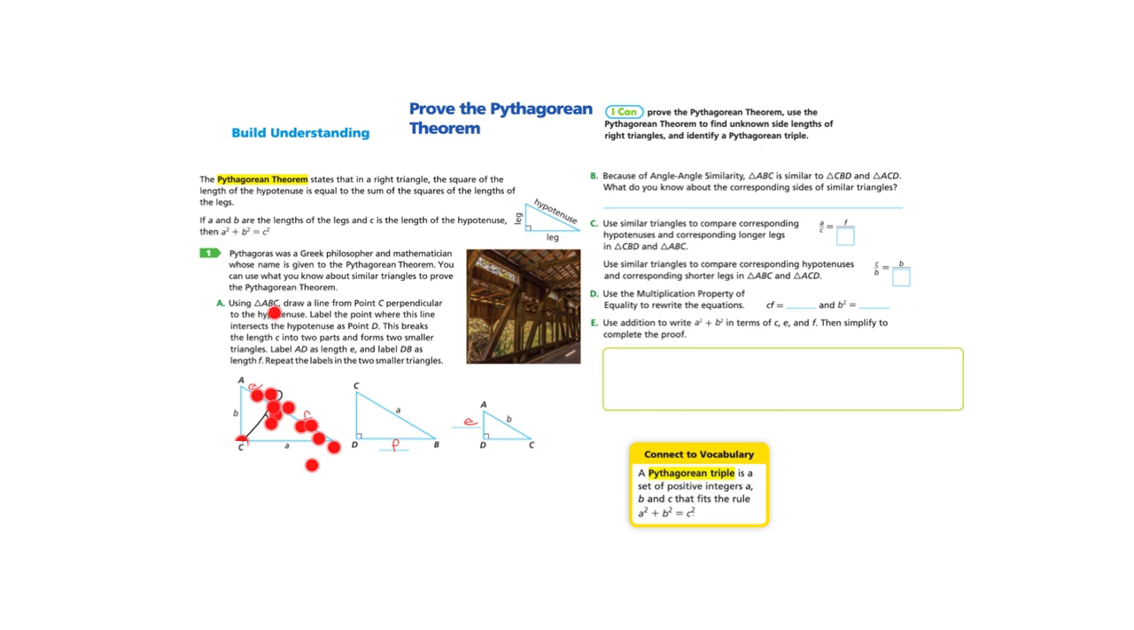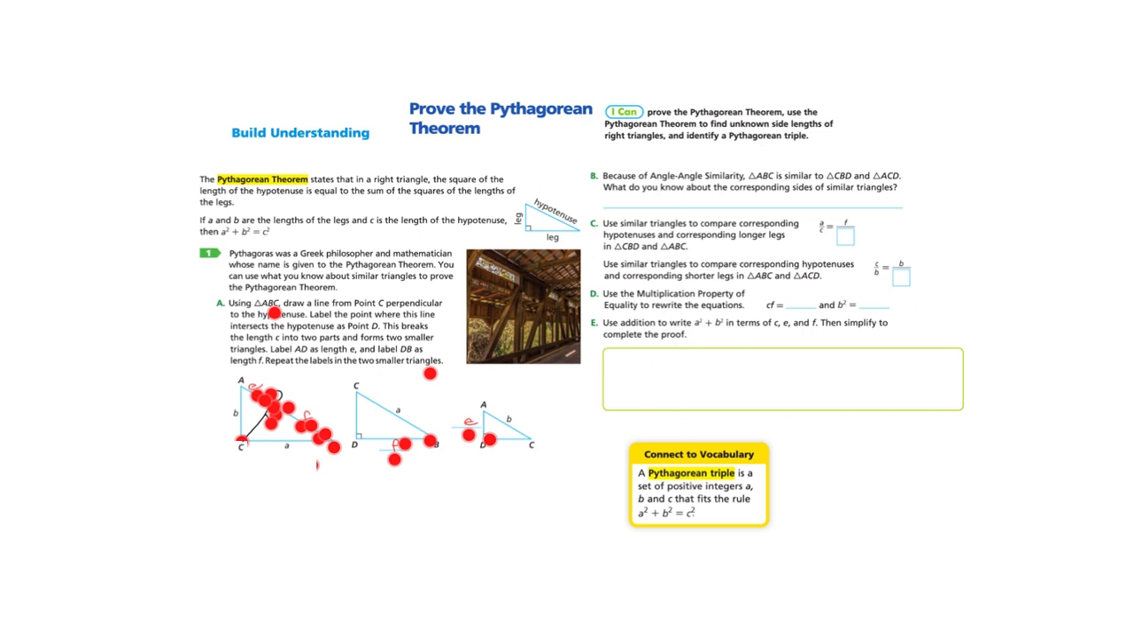I did that ahead of time just to give you an idea of what they're asking. Then they say label AD as length E and DB as F, and they want you to repeat the labels in the two smaller triangles. So here's DB, so that's F. AD is E, and so that goes there. So pause here and work on B, C, D, and E on your own, and then we'll come back and work on those together.